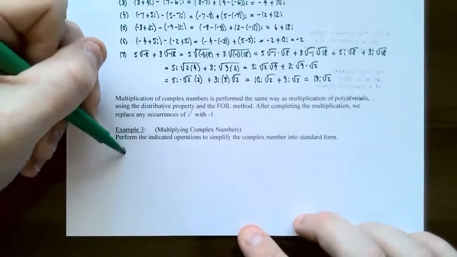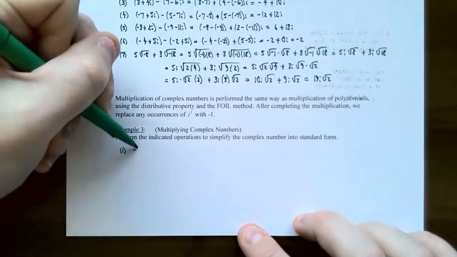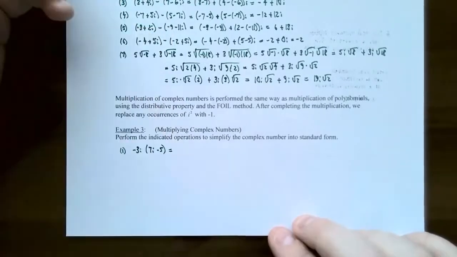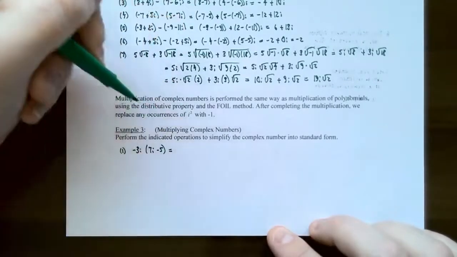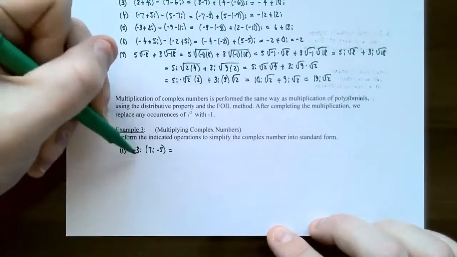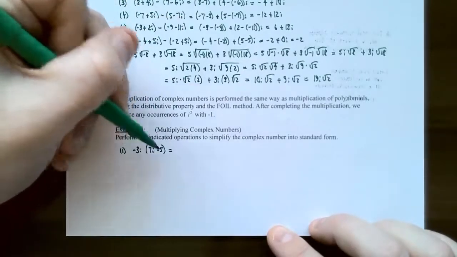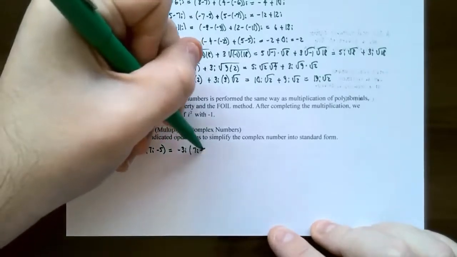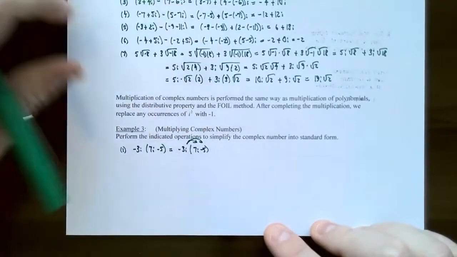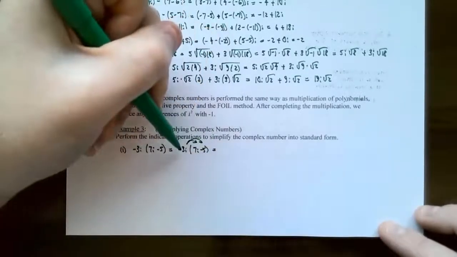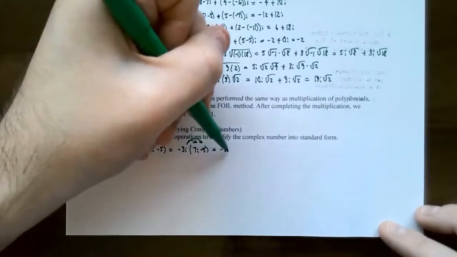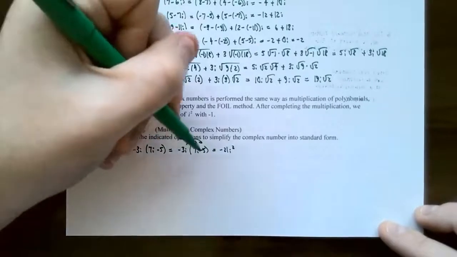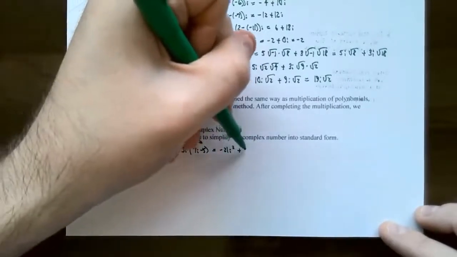So number 1, negative 3i times 7i subtract 5. So in this problem, we will use the distributive property because you have one complex number on the outside of the parentheses and one complex number on the inside of the parentheses. So negative 3i times 7i minus 5, distribute. So take negative 3i times each of the terms. Negative 3i times 7i gives you negative 21i squared, and there's an i squared that comes about. And then you have negative 3i times negative 5, that is positive 15i.